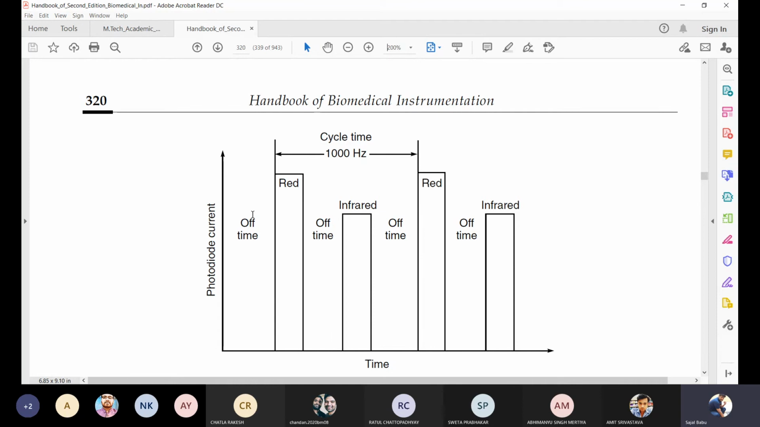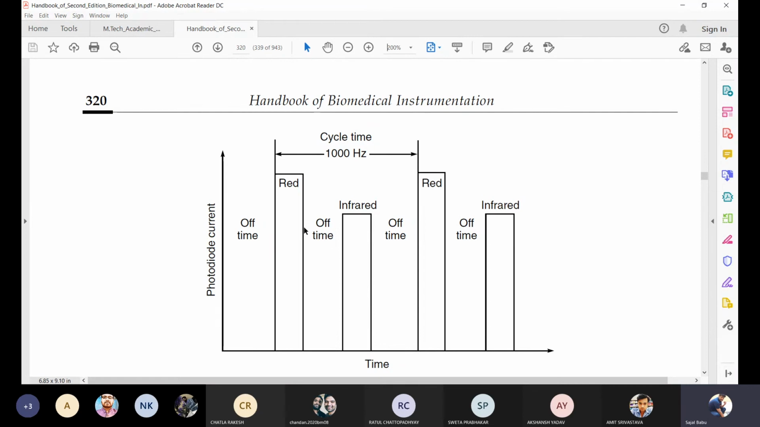There will be off time, and after the off time, first the infrared light will be on for a particular time period, and then there will be again an off time so that the detector can receive the red light, and then the infrared light will be emitted. And once the infrared light is emitted, again there will be some off time so that the detector can receive the infrared light. And after the detector receives the amount of infrared, again red light, again off, again infrared light, again off. So this will be the sequence.